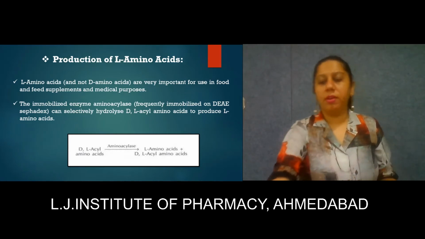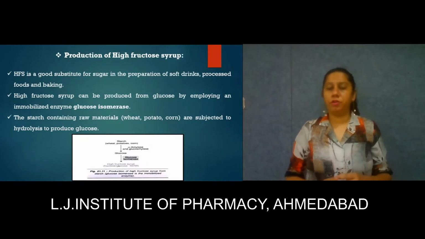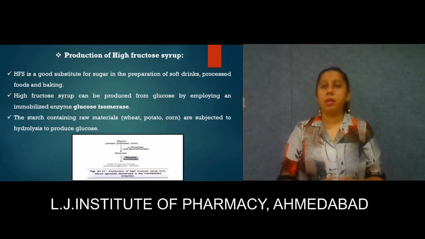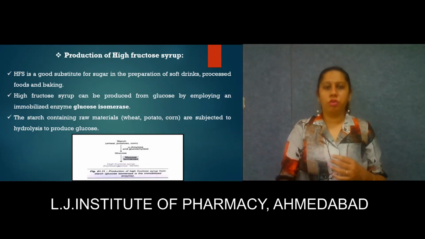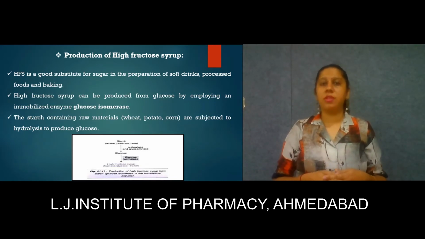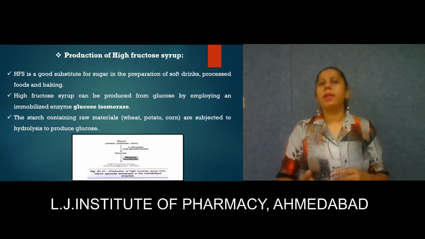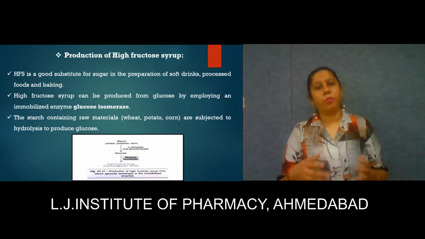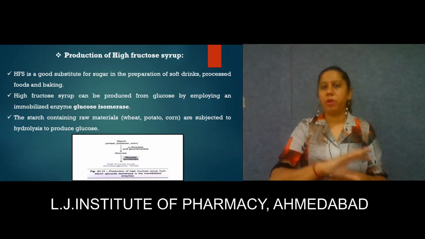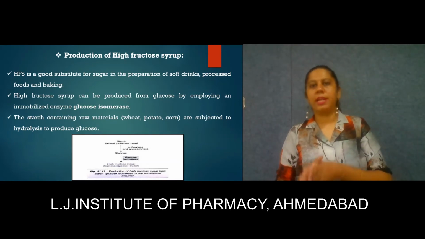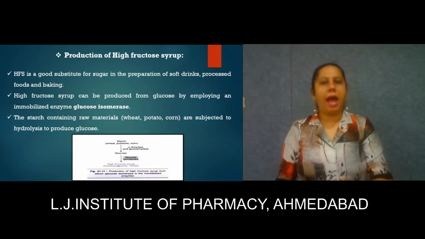Okay. The next application is in the production of high fructose syrup. So what is high fructose syrup? It is a substitute for sugar in preparation of soft drinks, in processed foods and baking. So we require this in large quantities. So what is done? It can be produced from glucose by employing an enzyme known as glucose isomerase, okay, because fructose is an isomeric form of glucose. So the glucose isomerase acts on glucose and produces high fructose syrup.